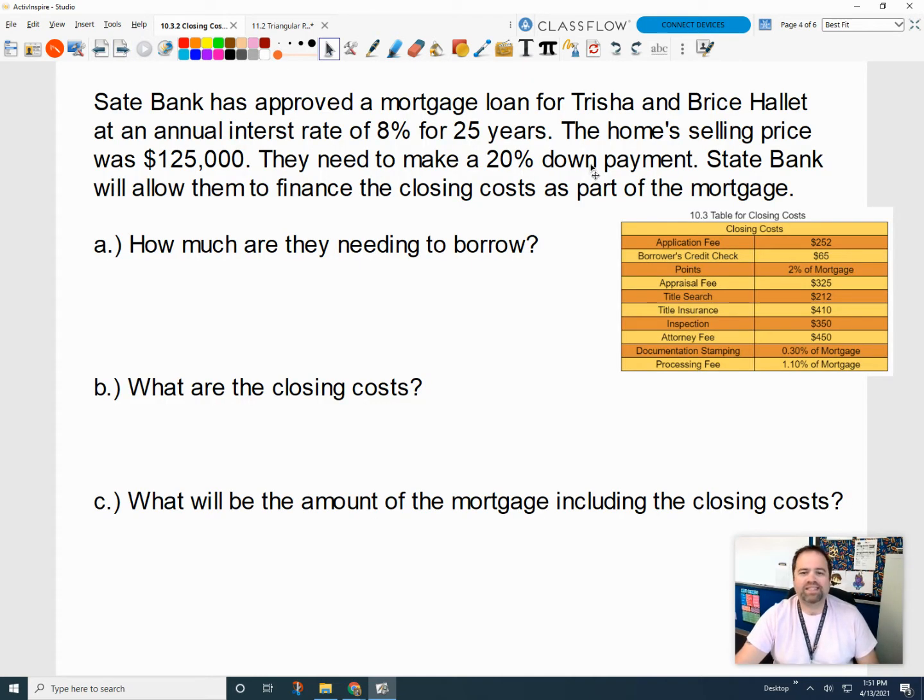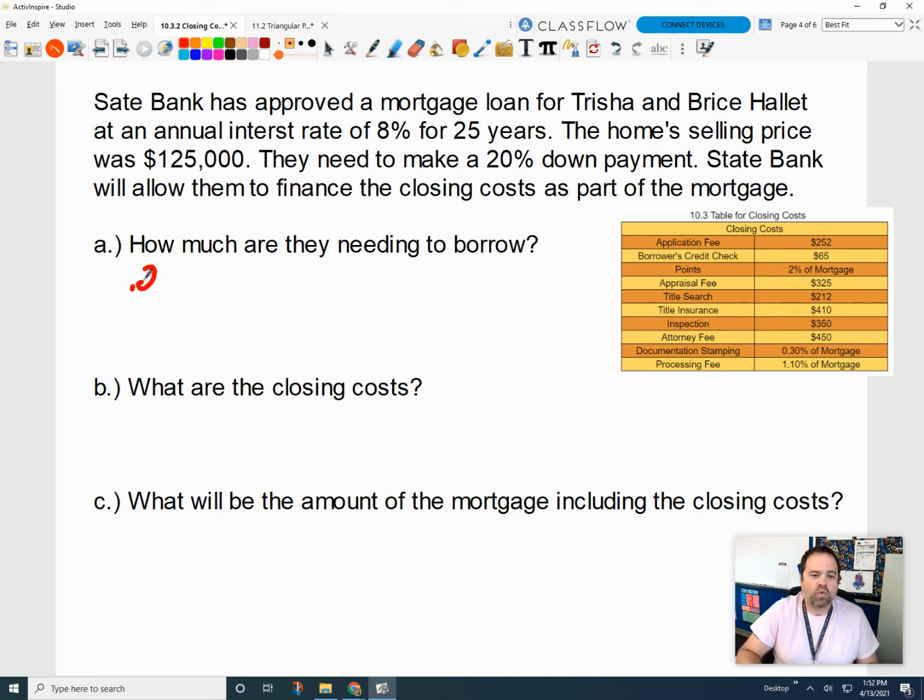Okay, this is the same scenario. Tricia and Bryce are buying a house, 8% for 25 years, and that has nothing to do with what we're trying to figure out. If we were going back to figure out how much they actually paid for the house and the interest and all that, which we may do, but for right now, that isn't important. So the house is selling for $125,000. They're making a 20% down payment, and they're financing their closing costs. So the first thing we need to do is calculate their down payment and what they need to borrow.